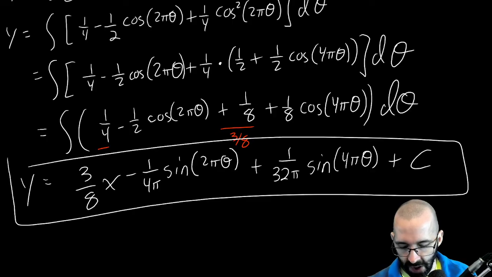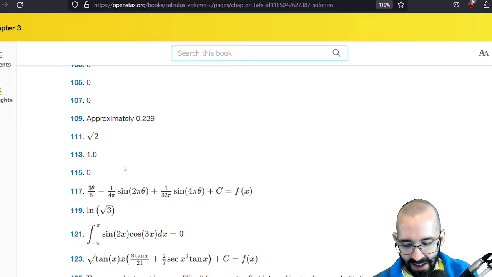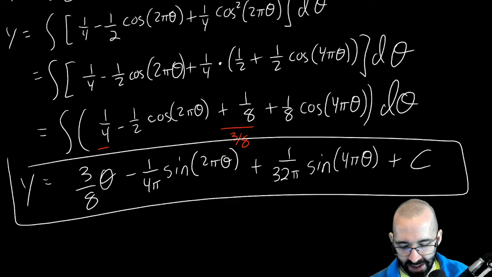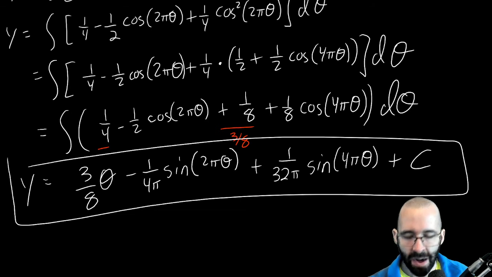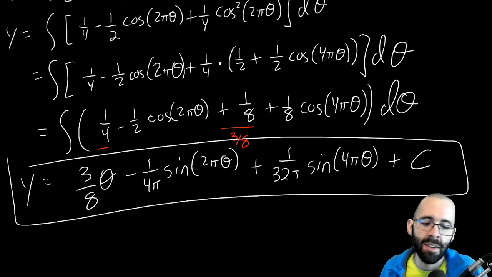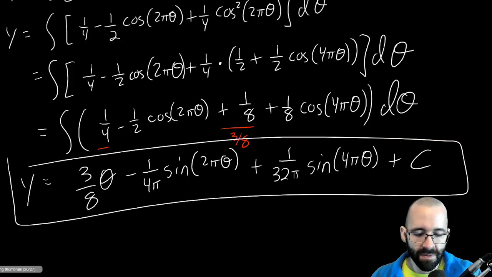3/8 theta. Oh, oops. This is the integral with respect to theta, Jason. What are you doing? Minus 1/4 pi sine of 2 pi theta. Good. Plus 1/32 pi sine of 4 pi theta. Good. Plus c. They write it equals f of x. I write y. But remember, the whole thing was find a y, which is some f of theta. We did that. Problem done. Differential equation solved. That's the easiest type of differential equation.